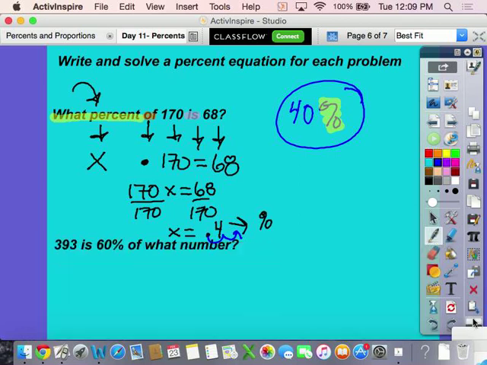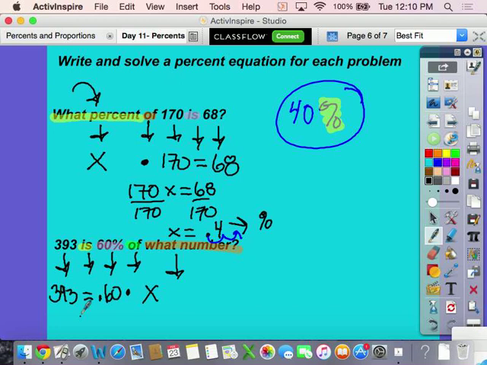All right, we'll do one more together, and then you guys can try some work from the textbook. Same idea. We're going to start with our symbol. So I have 393 is 60% of what number? I'm going to highlight that because we need to make a little change to that. Here is our literal word for word translation. 393 is equal, 60% becomes a decimal. Of means times. And what number is x?